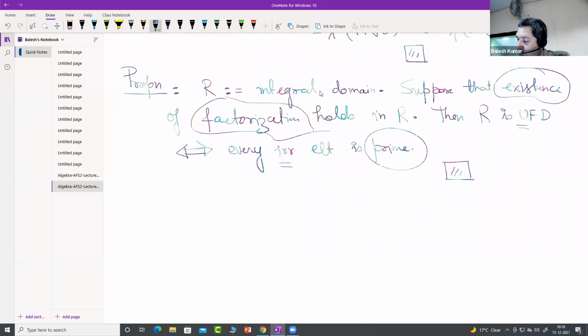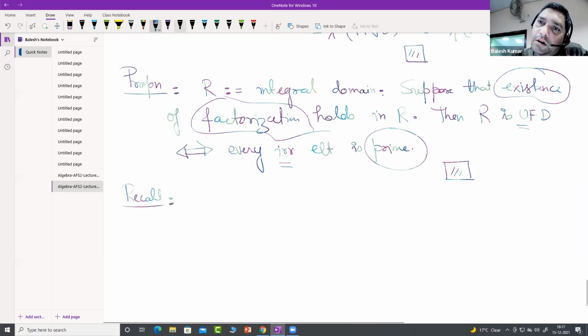But for the time being, our aim is to proceed further and prove certain results about the connections between these principal ideal domains and unique factorization domains. By the way, any questions so far? No, sir. Okay, fine. So now let me again just recall, anyway, you know the definition of principal ideal domain.